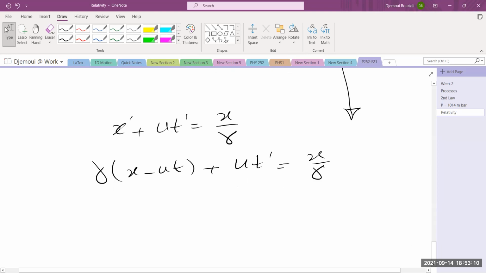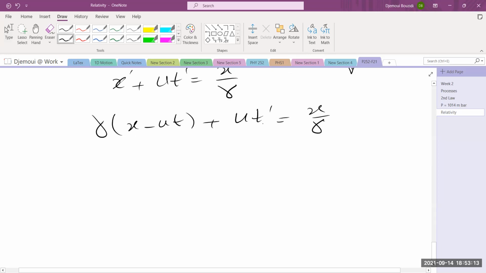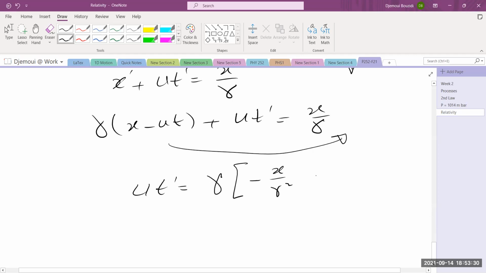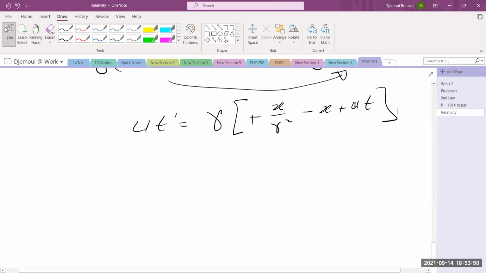t prime is a function of x and t. So all I have to do now is divide everywhere, or leave it as is for right now, but move this to the other side and take gamma as a common factor. So I will have ut prime is equal to gamma as a common factor, open parentheses. So I have x over gamma squared, but in here I will have a negative x, positive ut, okay? We're almost there. Divide everything by u, and u and u cancel.